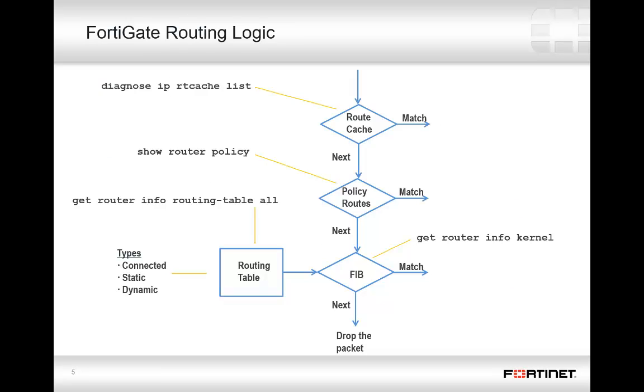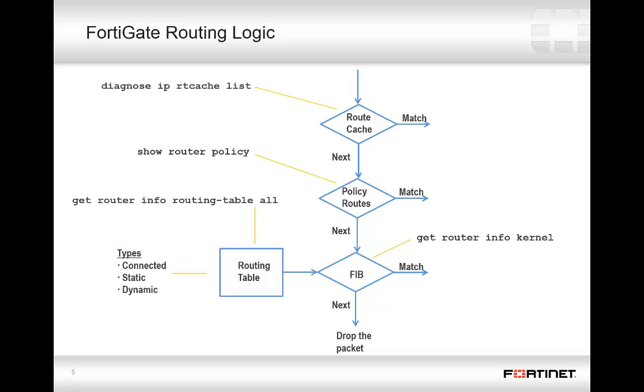How does FortiGate decide routes? FortiGate has multiple routing modules. This diagram shows the logic between them. First, FortiGate searches its route cache. You can view that with the CLI command diag ip rt cache list. If it finds a match, it will transmit the packet to that subnet.